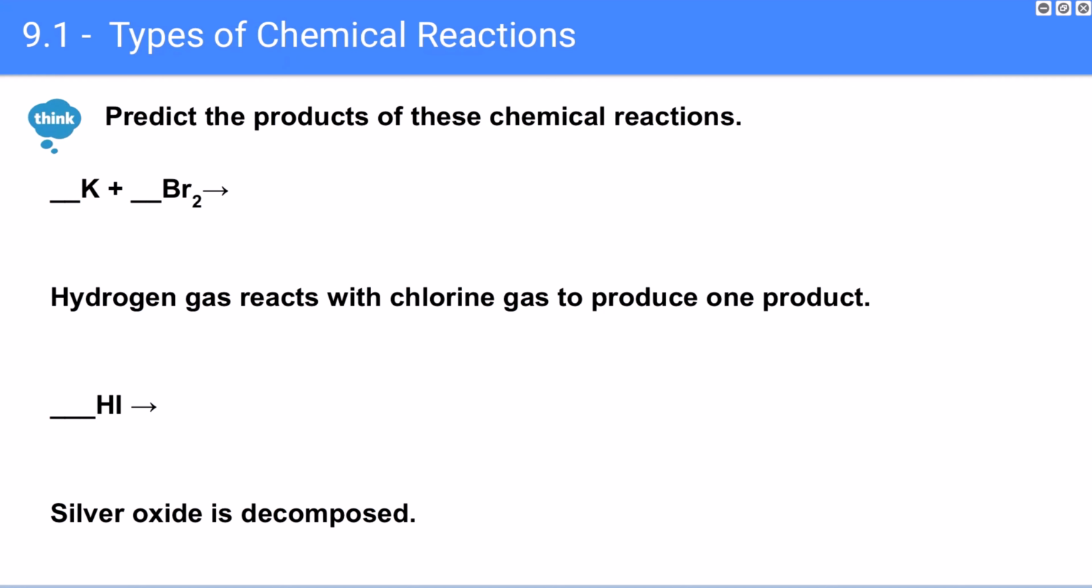All right, so just like what we've done before, the first thing we need to do with each of these is determine what type of reaction it is. Potassium and bromine are reacting together. These are 2 elements. The only thing these 2 things can do is combine together into one thing.